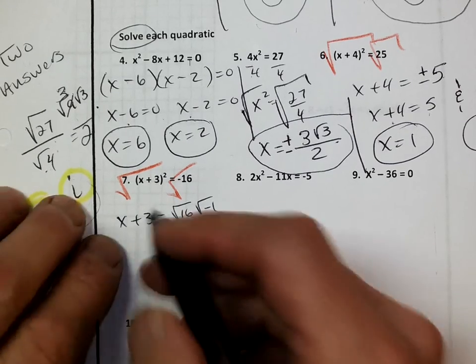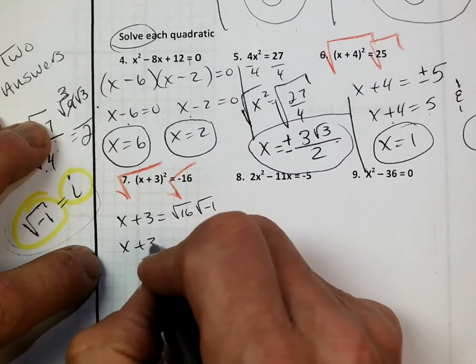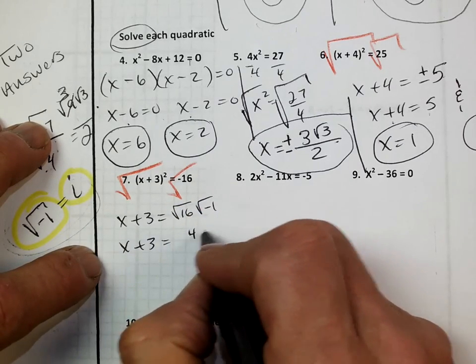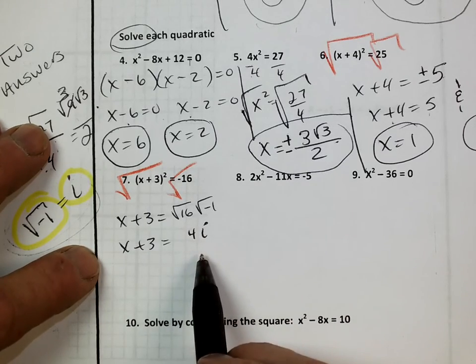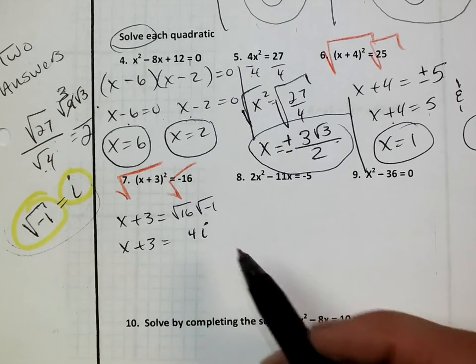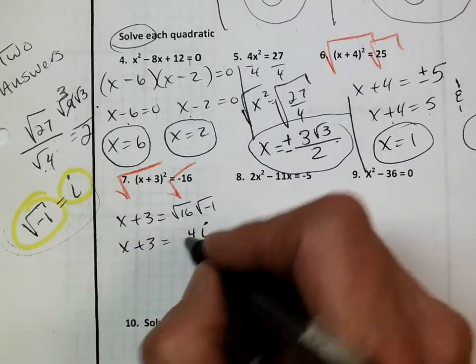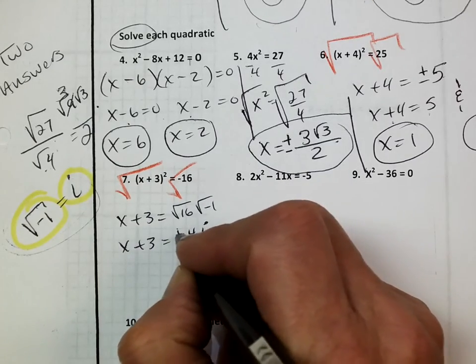So, all right, I'm going to go x plus 3 equals 4i. Square root of 16 is 4, and I get the i. But I need 2 answers. Remember, I got to have 2 answers, so I don't forget the fact that there's a plus and a minus. Good job, Gage. That's right.